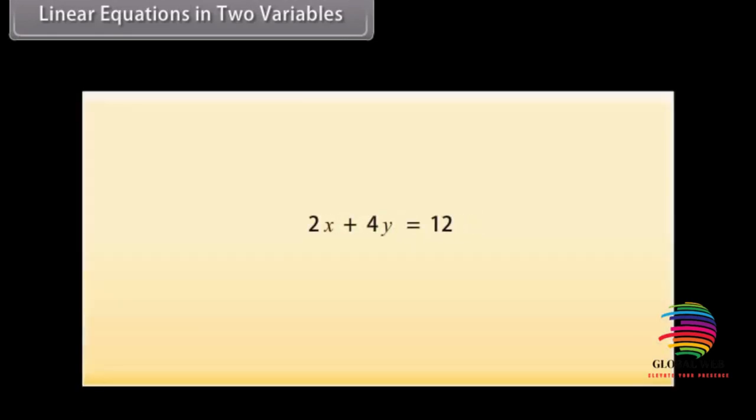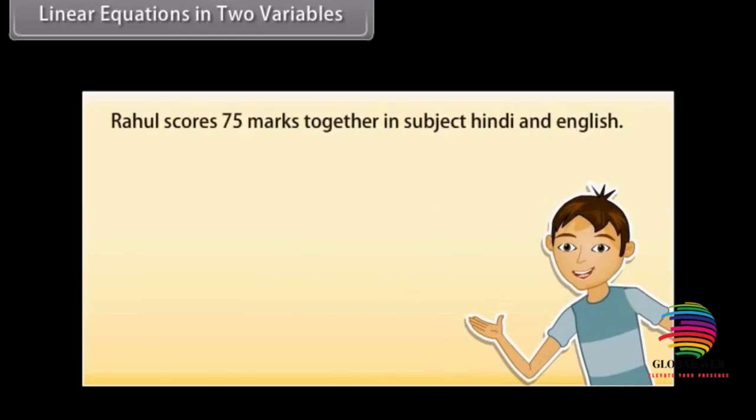Linear equations in two variables. A linear equation can have more than one variable. Here we will study linear equations in two variables. Let's take an example. Rahul scores 75 marks together in the subjects Hindi and English. Now, how can we express this information in the form of an equation?